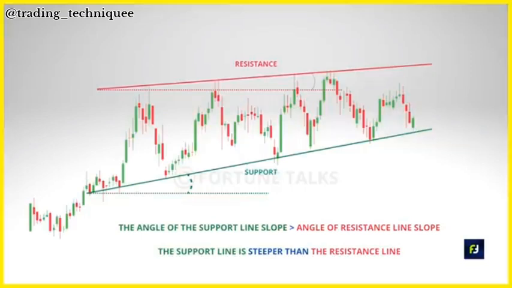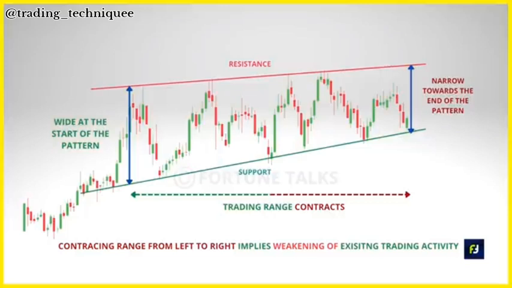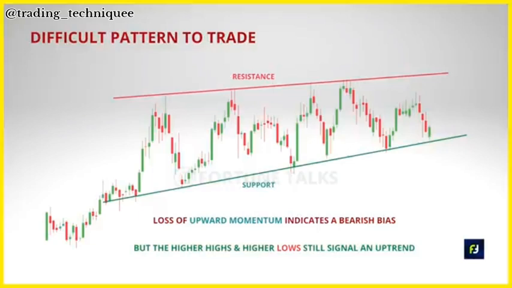What this implies is that the higher lows form much faster than the higher highs, leading to a wedge-like formation. This also means that the selling activity is gaining more traction and the buying activity is getting weaker. Also, the contraction of the trading range from left to right indicates a weakening of the existing trading activity. But the rising wedge can be one of the most difficult chart patterns to accurately recognize and trade.